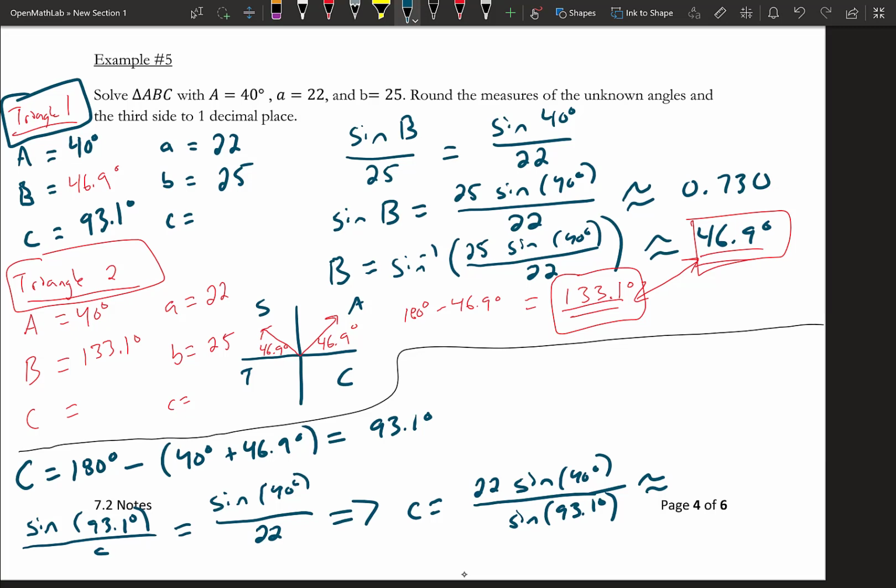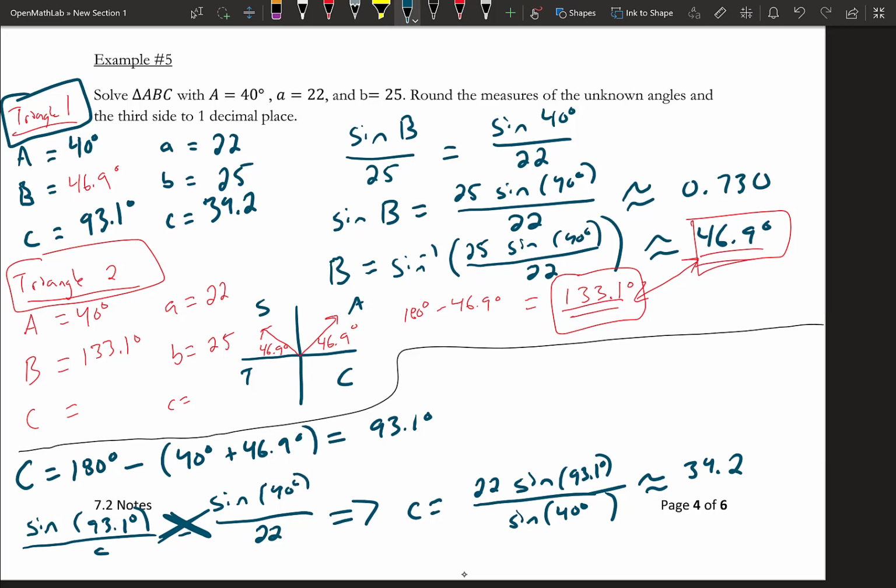Whoops, excuse me. I wrote these in the wrong spot, right? Because when we cross multiply, I'm multiplying these two things together, right? So it'd be 22 times sine of 93.1, and then divide by the thing that's across from what we're looking for, so that should be 40 degrees, right? So if I plug that in, 22 sine 93.1 divided by sine of 40, that comes out to be approximately 34.2.